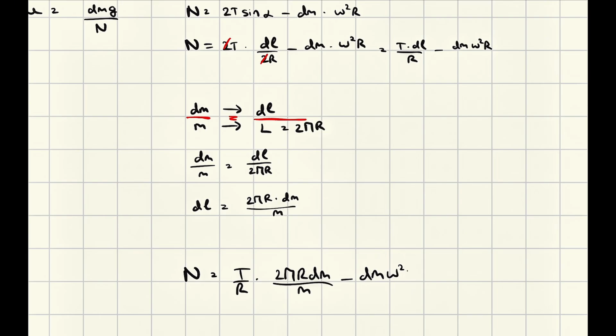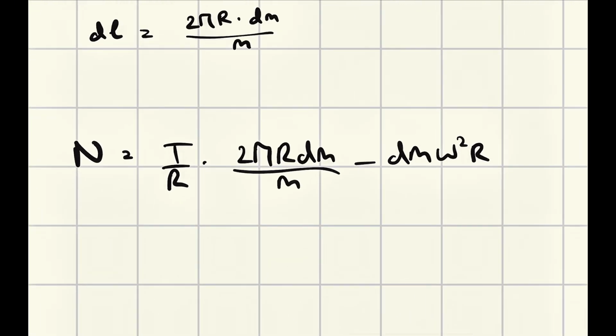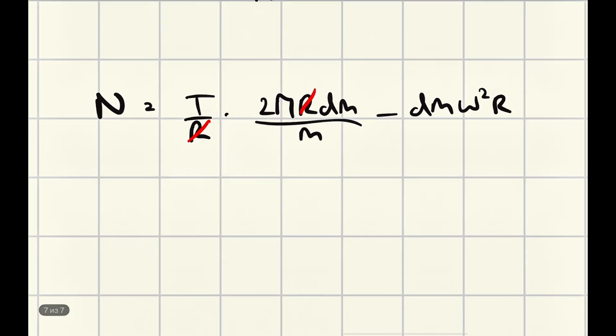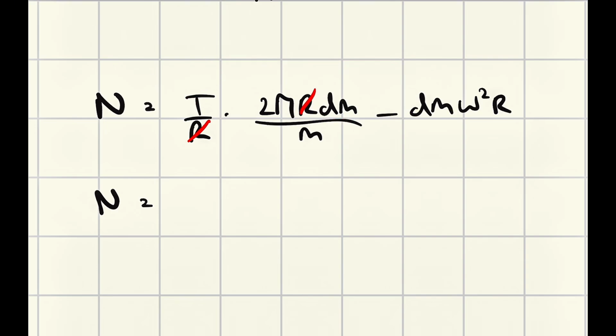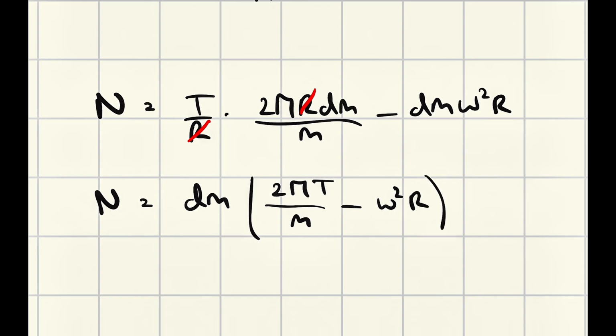Okay. Good. What can I do with it? I think I can get rid of one of these r's, in fact. What else? I can take this dm outside. You can see this common factor, this dm and this dm. I can take them out, and it will become something like this. It's comfortable for us to take dm out, and inside I will have only 2 pi T divided by m minus omega squared r, and brackets closed.